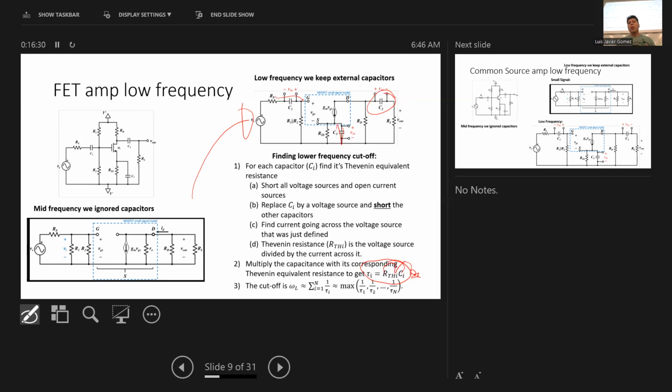But what you're really saying is, let's assume that this capacitor failed. What is the equivalent resistance seen by that capacitor? And then you're saying, let's assume that the other capacitor failed, and so on and so on.